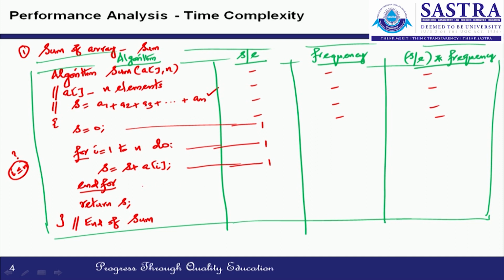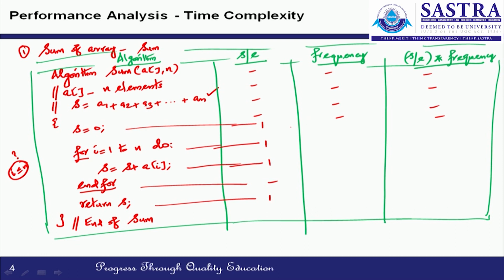End for, you simply put a hyphen, then return S is an executable statement. We should increment the associated count before the execution of the return statement. Count is equal to count plus 1 and then execute return S. So, for return S the corresponding step per execution is 1.